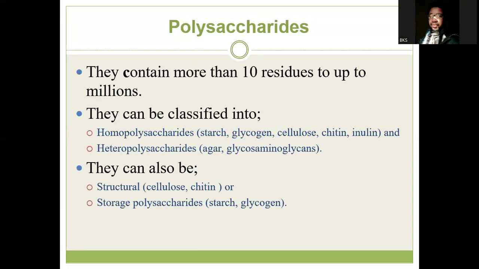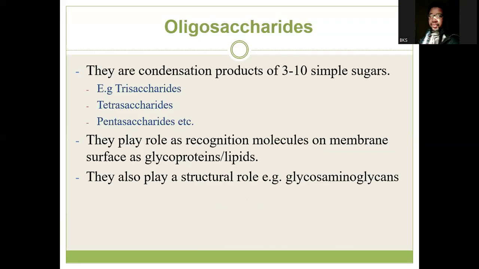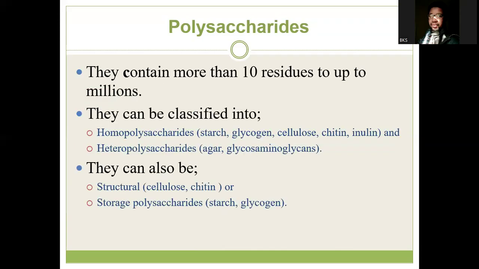So, polysaccharide. Sorry, I put the glycosaminoglycans here. Glycosaminoglycans, carbohydrates, polysaccharide. So in polysaccharide, when we have more than 10 sugar residues, 10 up to millions of them, they are called polysaccharides. And these polysaccharides are classified into homopolysaccharide when the sugar molecules are the same.